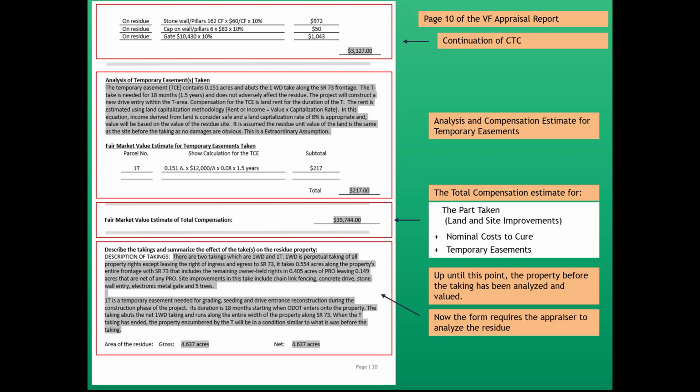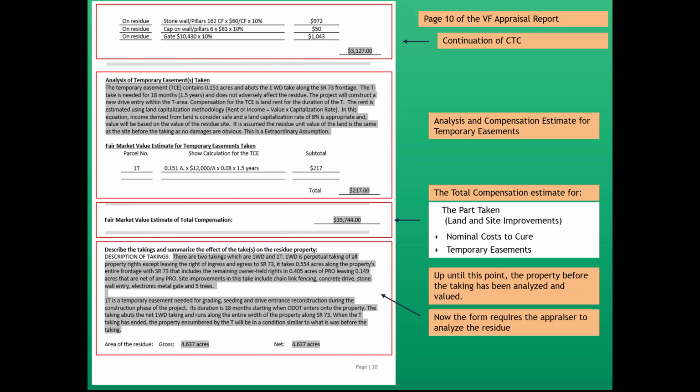1WD is perpetual taking of all property rights except leaving the right of ingress and egress to State Route 73. It takes 0.554 acres along the property's entire frontage of State Route 73. That includes the remaining owner-held rights in 0.405 acres of PRO, leaving 0.149 acres that are net of any PRO. Site improvements in the take include chain link fencing, concrete drives, stone wall and entry, electronic metal gating, 5 trees.